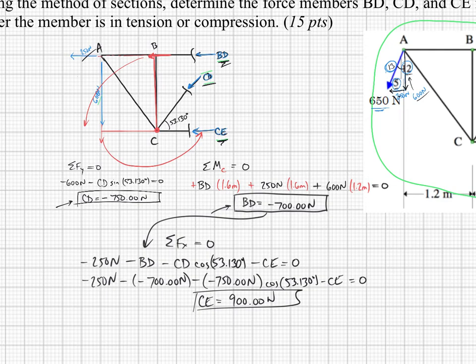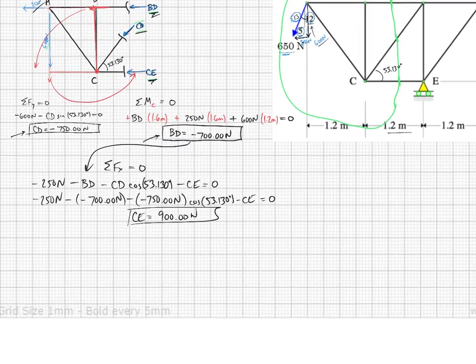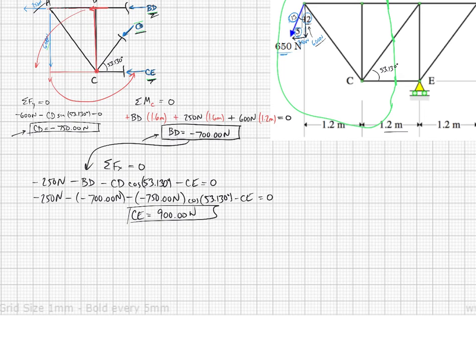So that means we would go over here, and I would report all the answers as BD, CD, and CE. And I assumed compression on all of these, so everywhere we have a negative sign, that's going to become a tension. And so BD is going to be 3 sig figs, 700 newtons, and that's a negative, so that's going to be in tension. CD is 750 newtons. That's going to be in tension because those were negative signs. And then CE equals 900 newtons in compression. Okay?